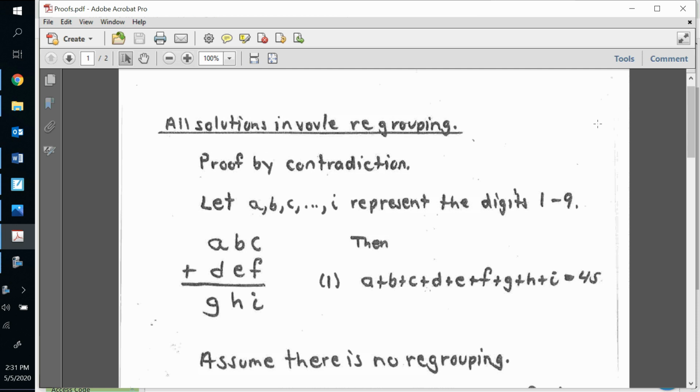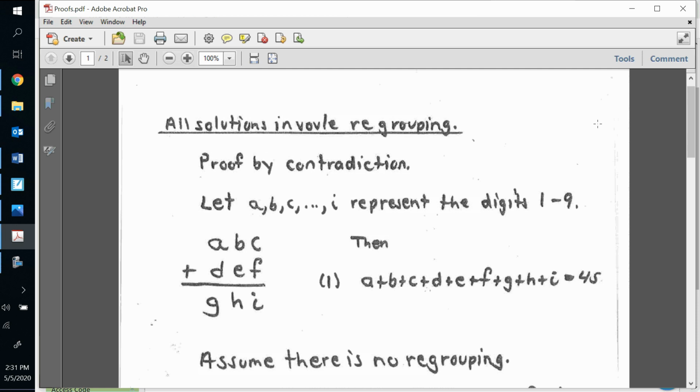A regrouping is, you might have called it carrying when you were learning addition. Now in elementary school, instead of carrying, they call it regrouping. So not sure what it was referred to when you guys were in elementary school. But here's a proof of why there's regrouping.